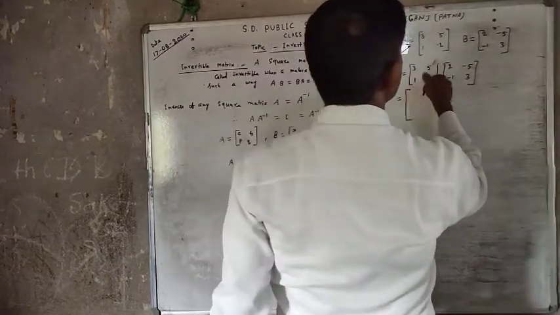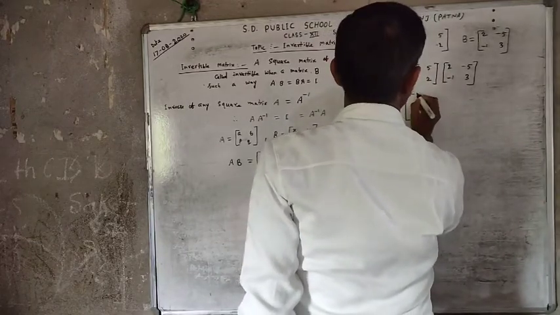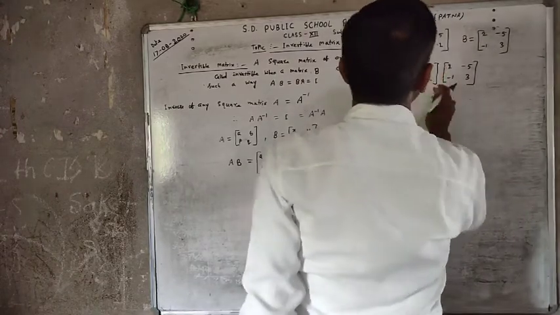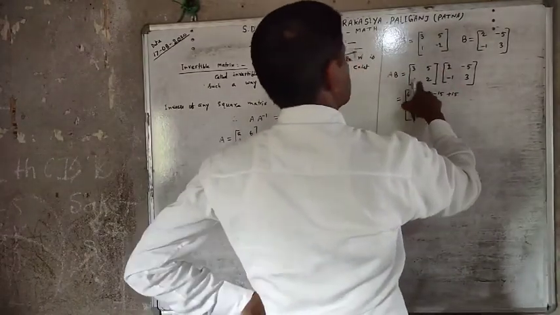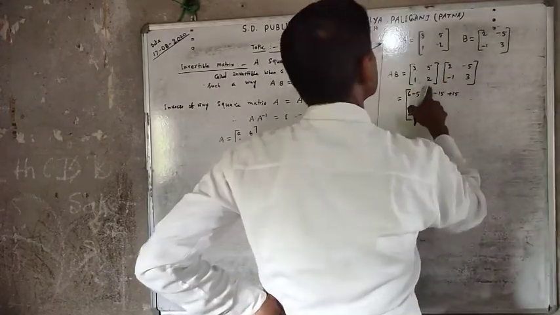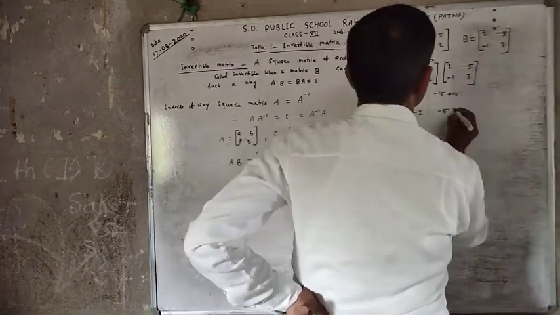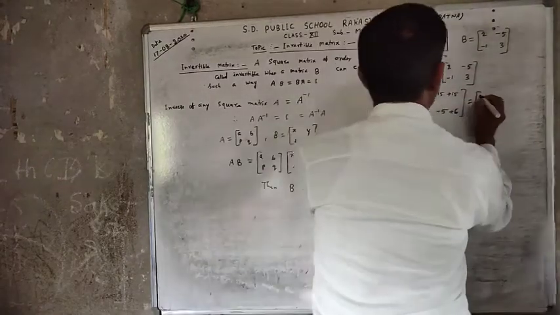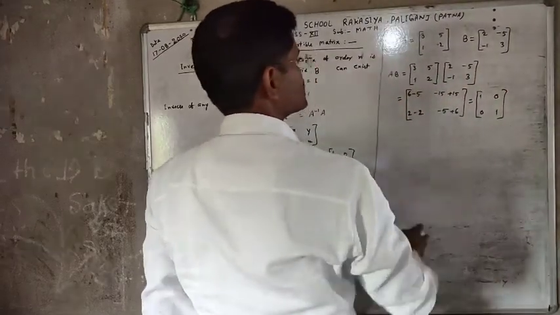Its multiplication: 3 into 2 is 6, and 5 into minus 1 is minus 5. The second column: 3 into minus 5 is minus 15, and 5 into 3 is 15. From the second row: 1 into 2 is 2, and 2 into minus 1 is minus 2; 1 into minus 5 is minus 5, and 2 into 3 is 6. Now we get 1 and 0, and 0 and 1. It is an identity matrix of order 2.